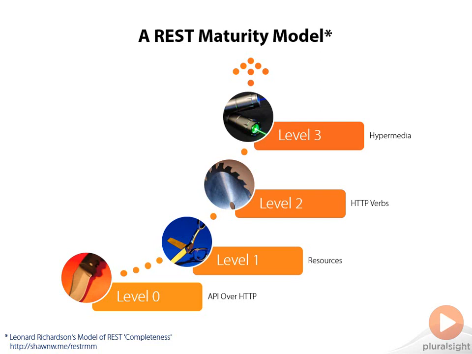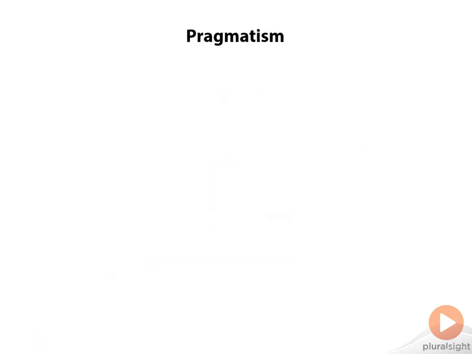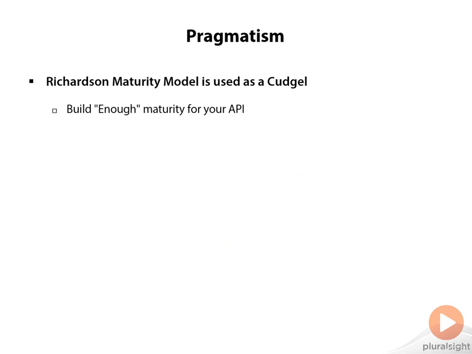So this maturity model can be helpful, but it also can be a cudgel that developers are beaten with. So I'd like to leave this course with just a bit of a talk about the pragmatism about this all. The model is certainly useful, but be careful about using it to grade implementations and developers. When I'm building an API, I take as much of this maturity as I can as is helpful for my API. I want to build just enough maturity into the API that is helpful for the users.